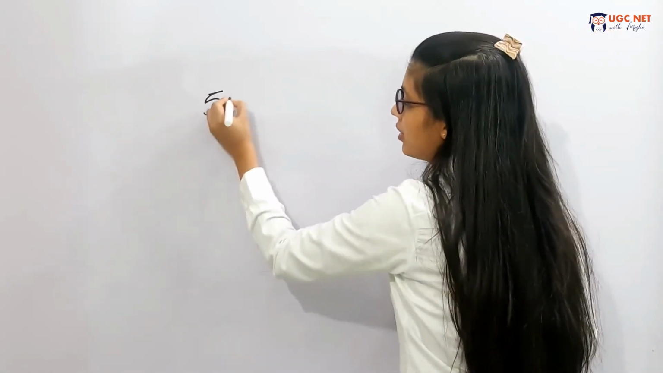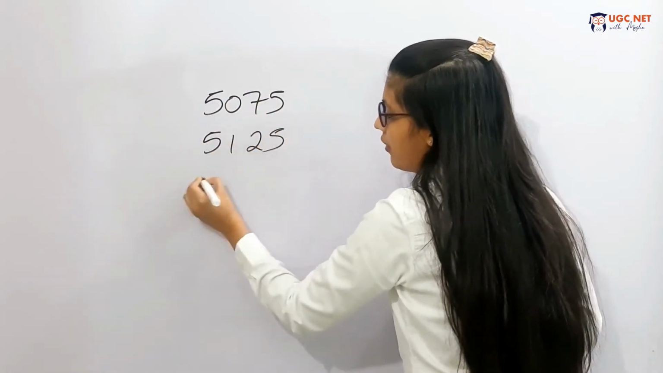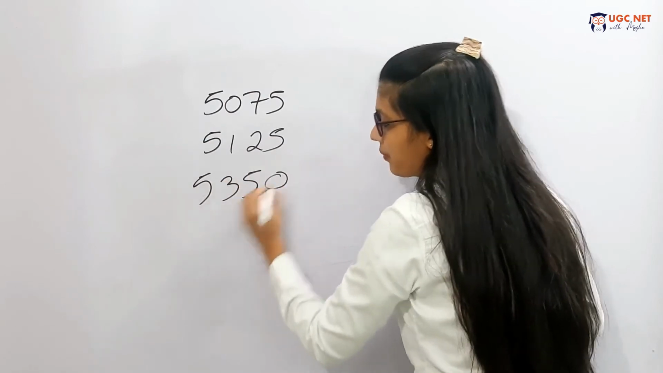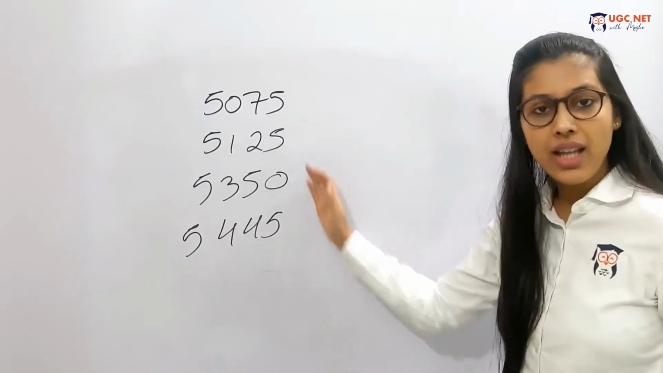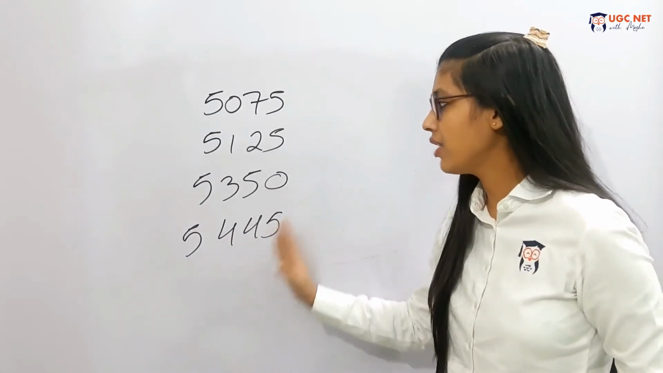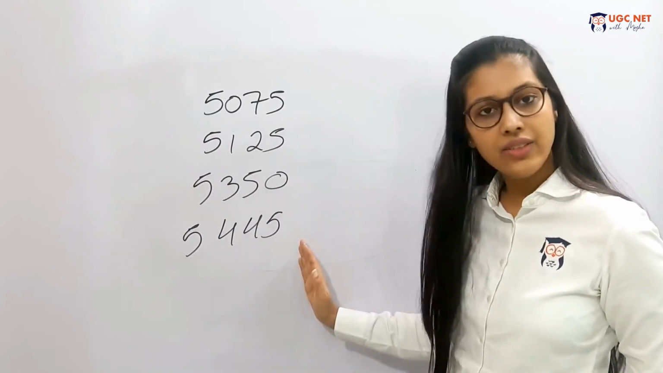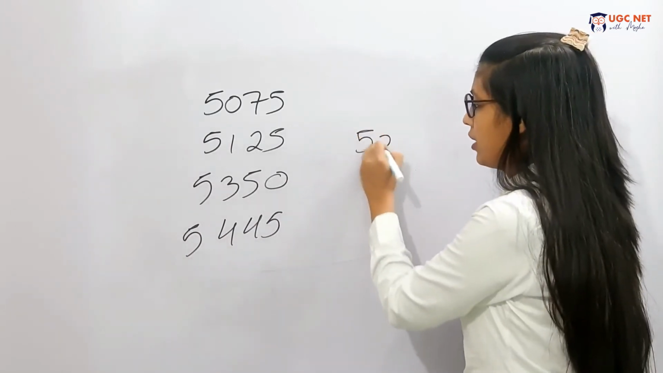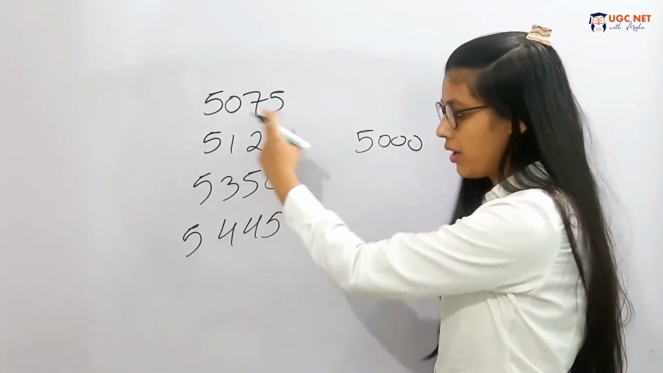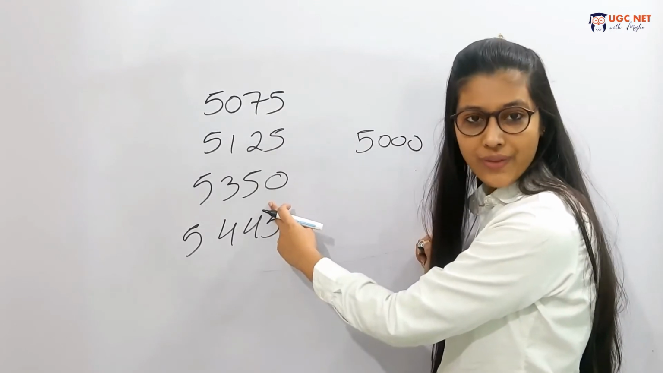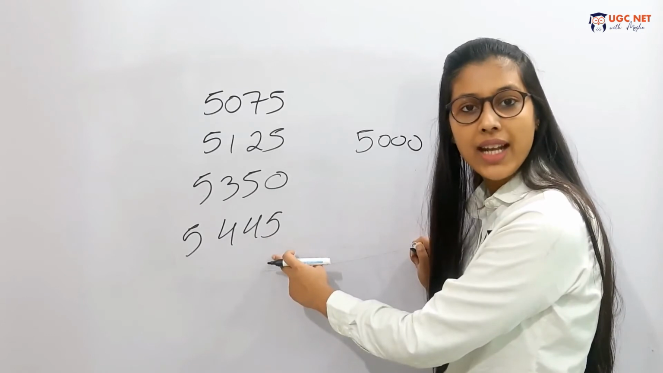For example, the figures that are given to you are 5075, 5125, 5350, 5445. Now this is the trend that has been given to you, and you can easily see that you can subtract 5000 out of this. All the years have 5000 in common, so you take 5000 out, and then you take the sum of the rest, that is 125 plus 75, 200, 200 plus 350 is 550, 550 plus 400 would be 950, plus 45 would give us 995.